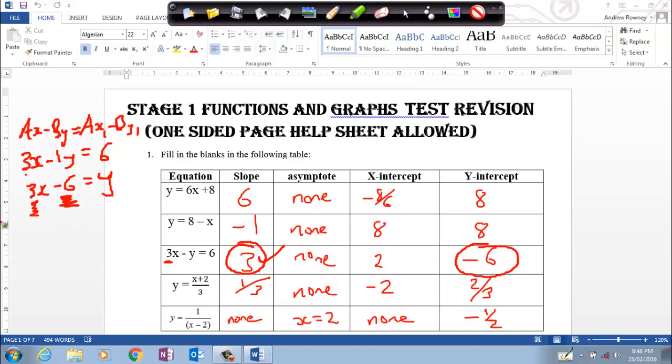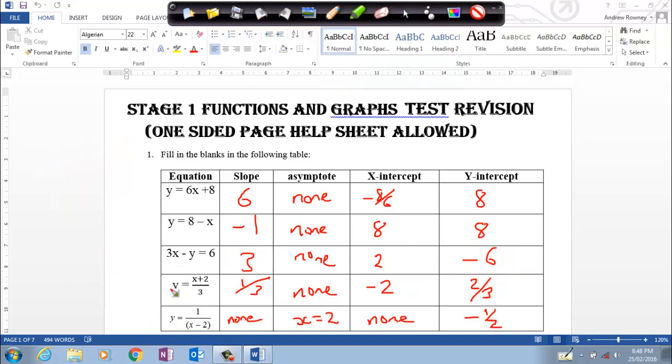For the x-intercept, we put y as 0, so if you put 0 there, you have 3x take 6 equals 0. Now take 6 over the other side. The opposite of minus 6 is plus 6. The opposite of times 3 is divide by 3. So 6 divide 3 is 2, and that's what we write for the x-intercept.